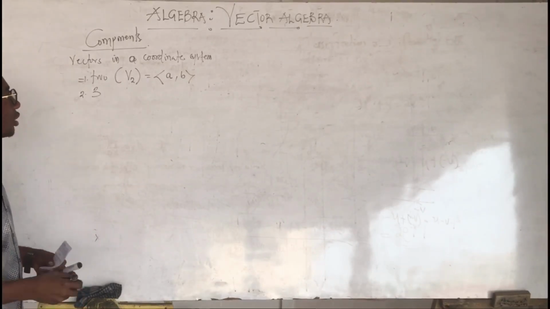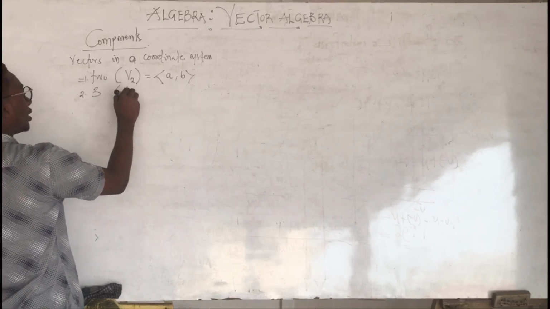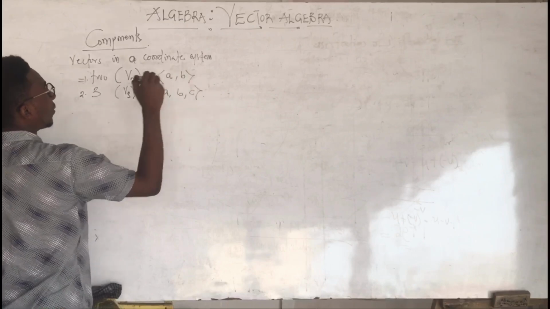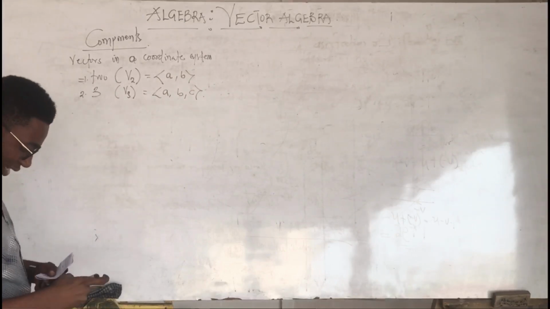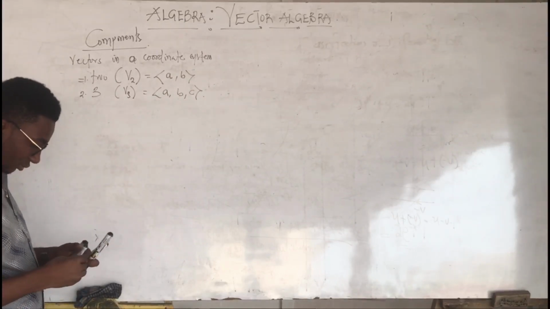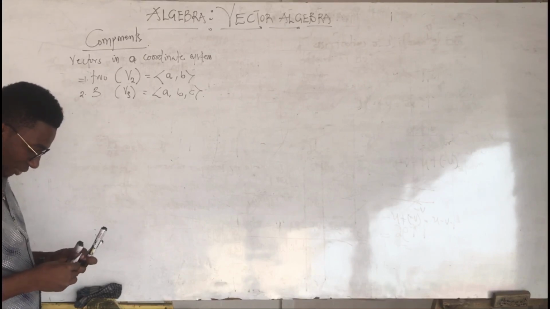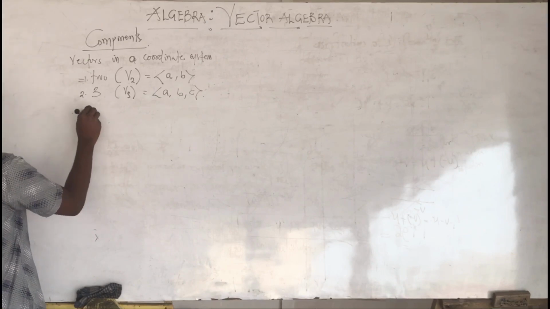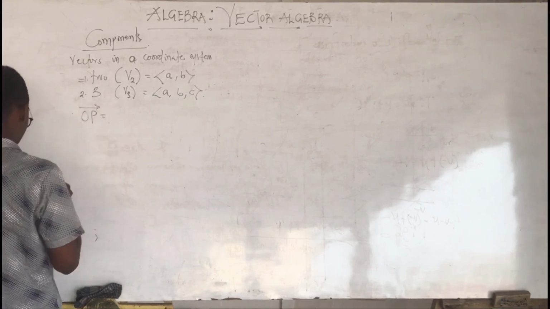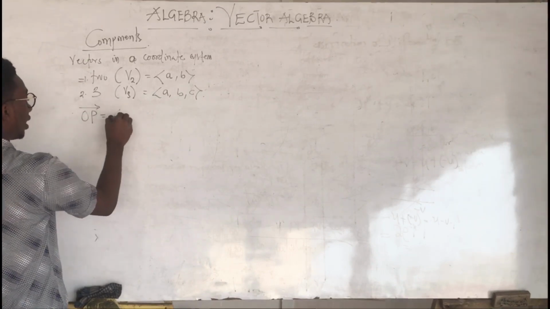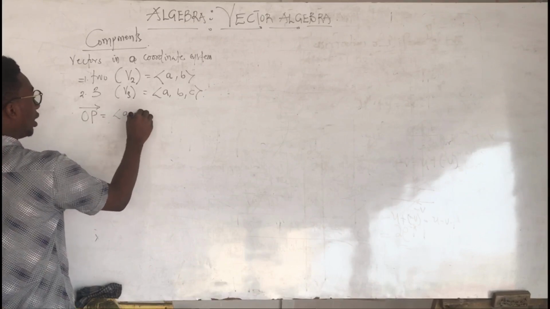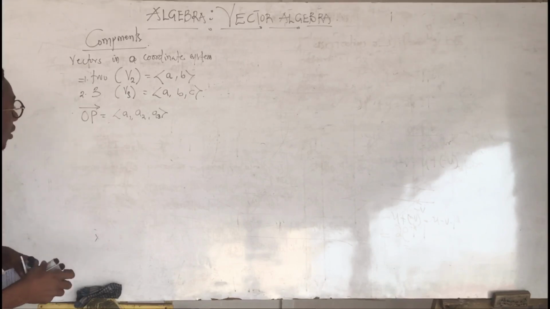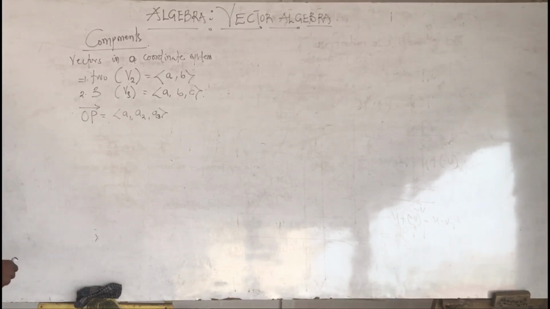And in the same way, you can have a vector in a 3-coordinate system as A, B, and C. This is also a vector in a 3-coordinate system. Now, let's consider a position vector OP in a 3-coordinate system, let's say A1, A2, A3. So this is a position vector OP in a 3-coordinate system.